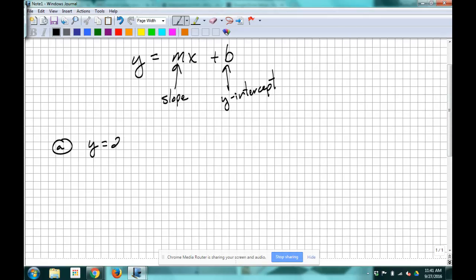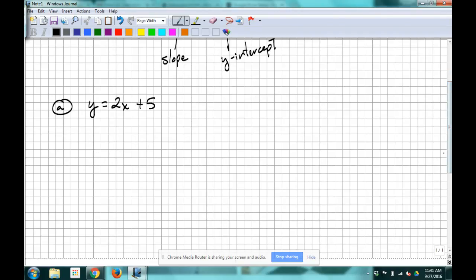Y equals 2x plus 5. Okay, so that's in slope-intercept form. What part is the y-intercept? The 5. Okay, so that means when I go to graph this on a coordinate plane, the first dot that I should place would be on the y-axis at what number? 5. The y-intercept. So I go up to 5 and put my first dot.